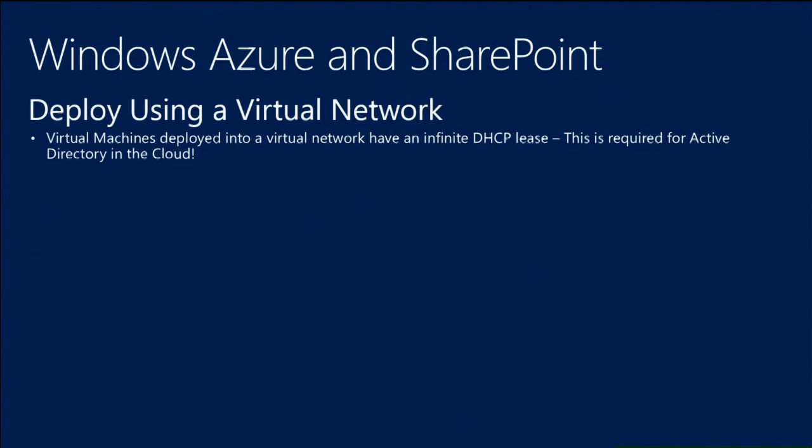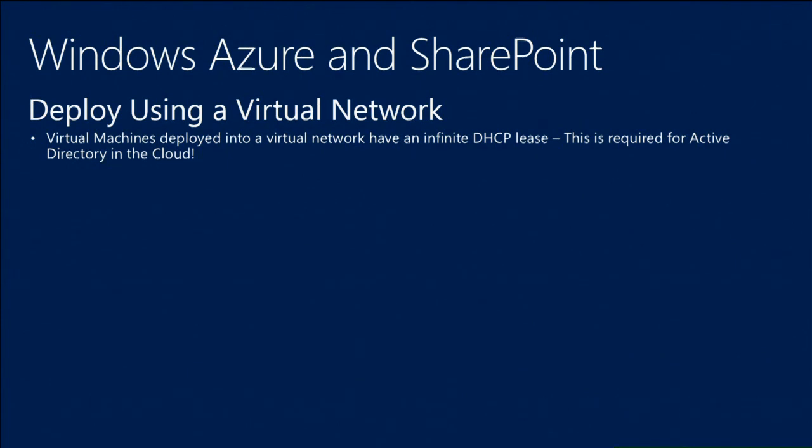So, step number one, deploy a virtual network. It doesn't have to be a complicated virtual network. It doesn't have to have a VPN device. It just has to have a virtual network in the cloud. And the biggest reason is the IP addresses of your machines will have an infinite DHCP lease. It's still not static, and under no circumstances change your NIC driver to make it static, because then you can't connect to your machine at all.